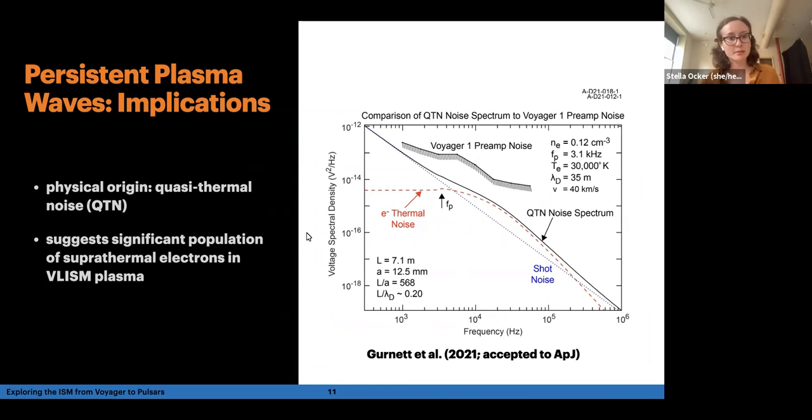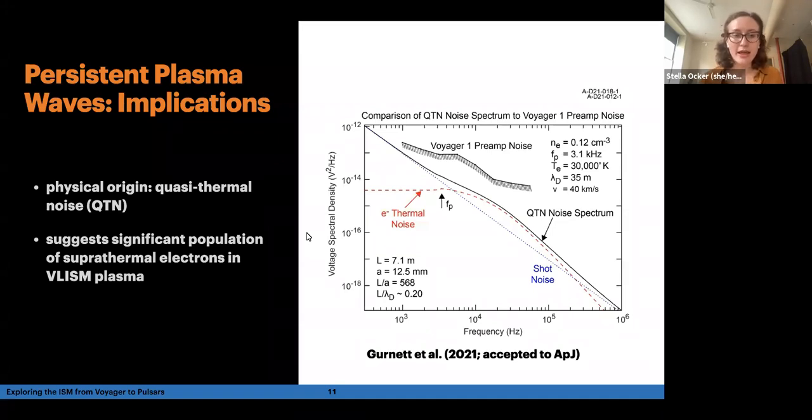And the most promising explanation thus far is that this persistent plasma wave signal is quasi-thermal noise, or QTN. So QTN is very analogous to Johnson noise. It refers to the voltage spectrum that you get from electrostatic fluctuations in the plasma surrounding the Voyager antenna. And so QTN has been detected on a number of spacecraft, including Ulysses and Galileo, all of which were within the heliosphere. And the properties of the QTN spectrum really depend heavily on the plasma parameters, particularly its density and temperature.